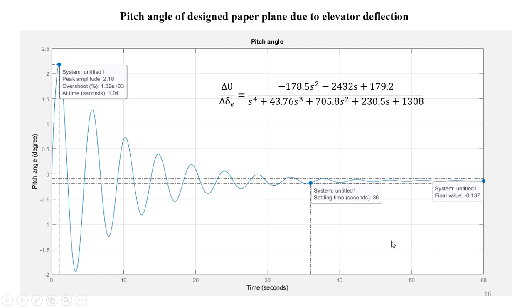And the figure depicts the pitch angle theta of the designed paper plane due to a negative input at the elevator deflection angle. So from the graph, the oscillation of the pitch angle decays with time, and the rate of decay of the oscillation can be shown by the time for halving the initial amplitude of the disturbance, and the system is stable as the oscillation diminishes over time.